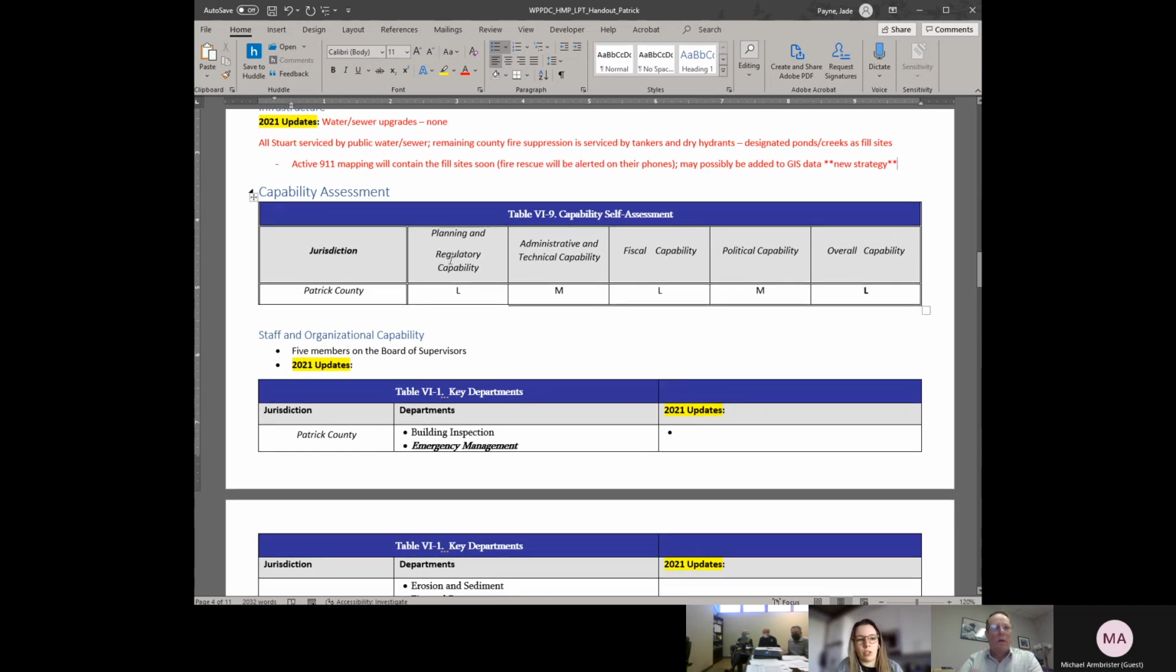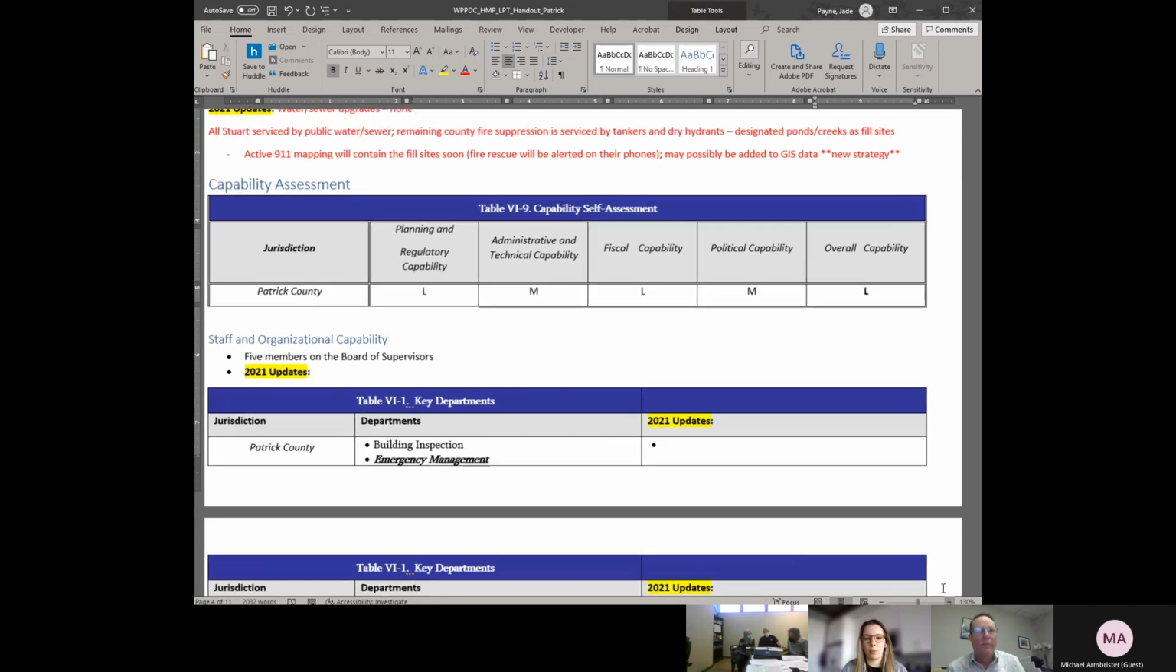So now we're moving on to the capability assessment section. This part right here, I believe the county gave general ratings for each of these categories. Planning and regulatory capability, fiscal capability, overall capability, etc. Just ratings for how they think they're doing, L being low, M being medium, and then H would be high. Do you guys still agree with these ratings? Let me know if you can't see. I can make it a little bit bigger.